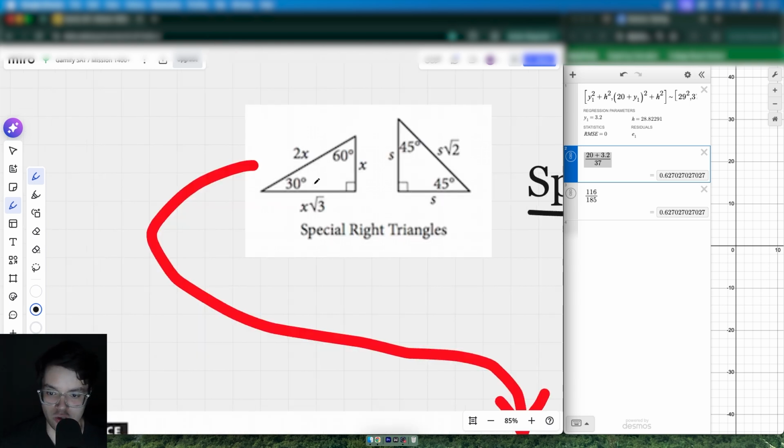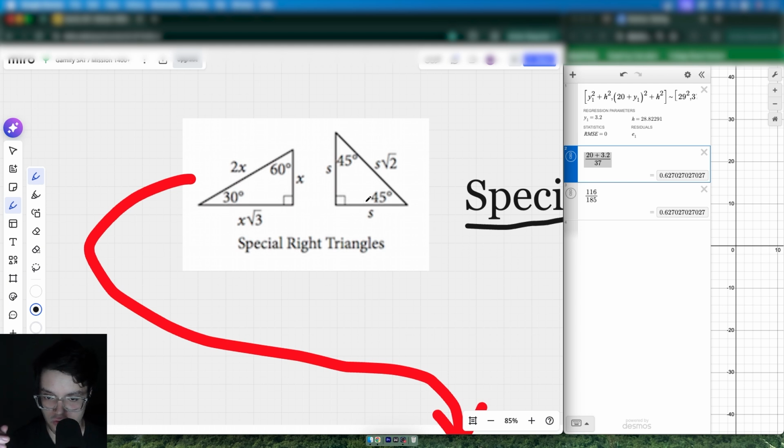For a 30-60-90 triangle, you must have a 30-degree angle, a 60-degree angle, and then that 90-degree angle I said before. In this example, the side across from the 30 degrees is equal to x, the side across from the 90 degrees is 2x, and the side across from the 60 degrees is x square root of 3. For 45-45-90, you just have two sides that are the exact same, and then a side that is that multiplied by square root of 2.